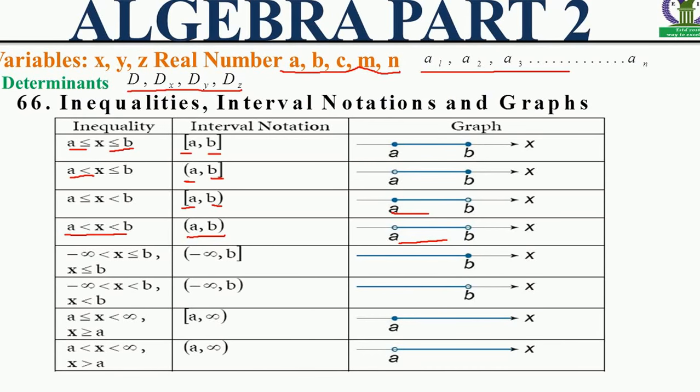Next, similarly, when x is less than or equal to b, we have the interval from minus infinity, excluded, up to b included. Similarly, for x less than b, the interval is minus infinity to b, both excluded. Next, for x greater than or equal to a, a is included up to infinity. Finally, x is greater than a and x is less than infinity, then a is excluded, infinity is excluded, and the graph is shown here.